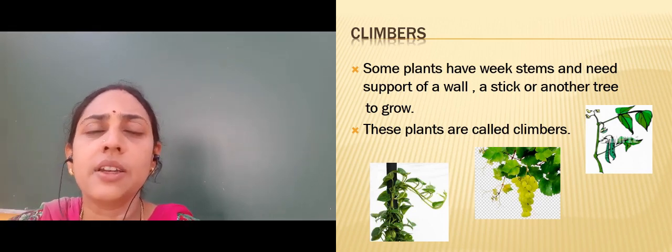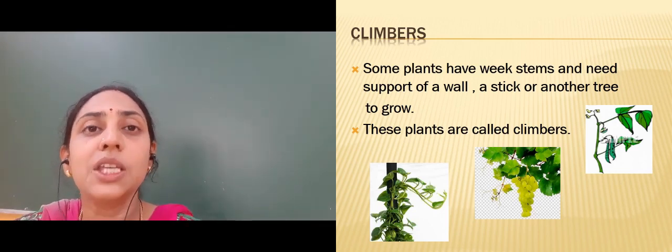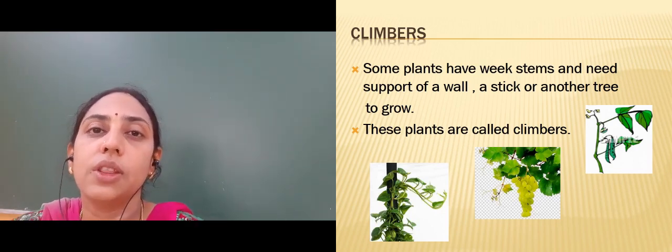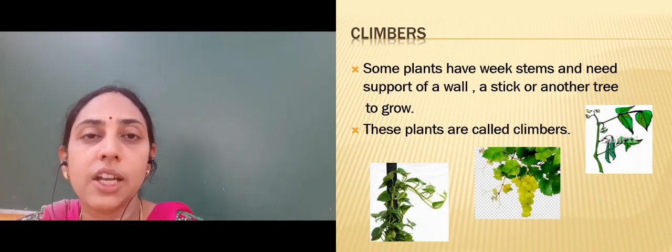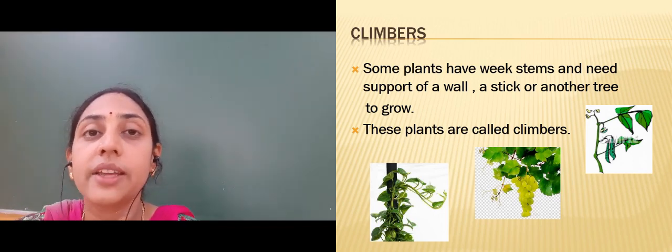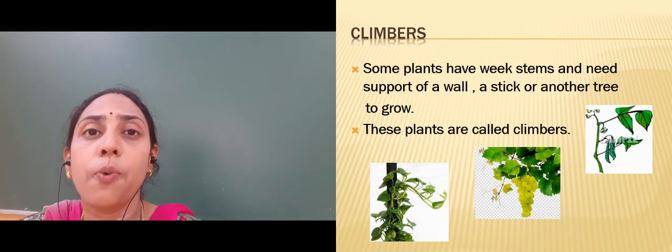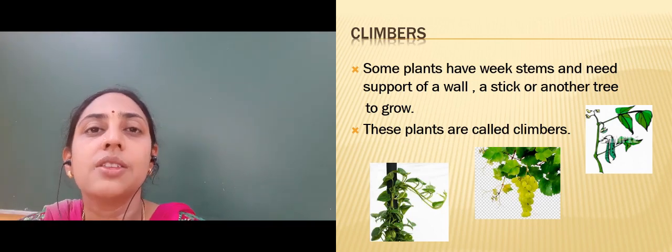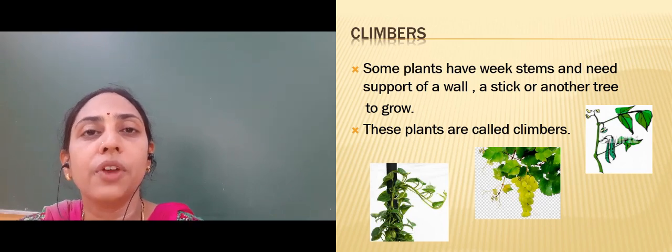So it's very simple, isn't it? Climb means what? To move in the upward direction. In the same way, these plants with their weak stem start growing in the upward direction with the help of a wall, a stick, or any other strong tree or plant, right? Now what are the examples? Money plant, beans, morning glory, grapevine, these are all examples of climbers. Climb means to move in the upward direction. So climbers are plants that grow with the help of some support.